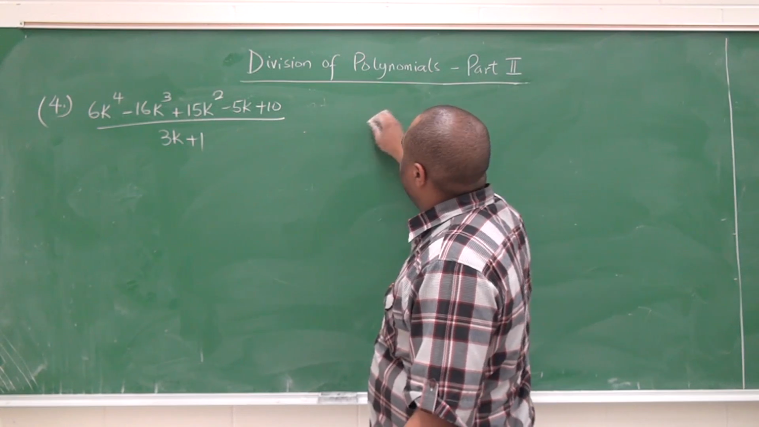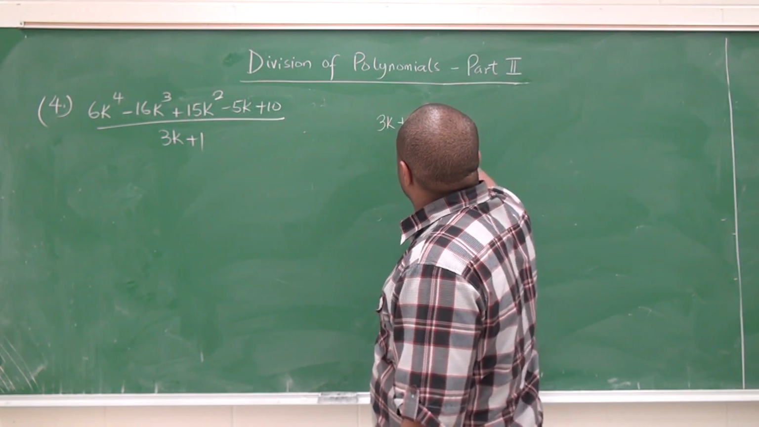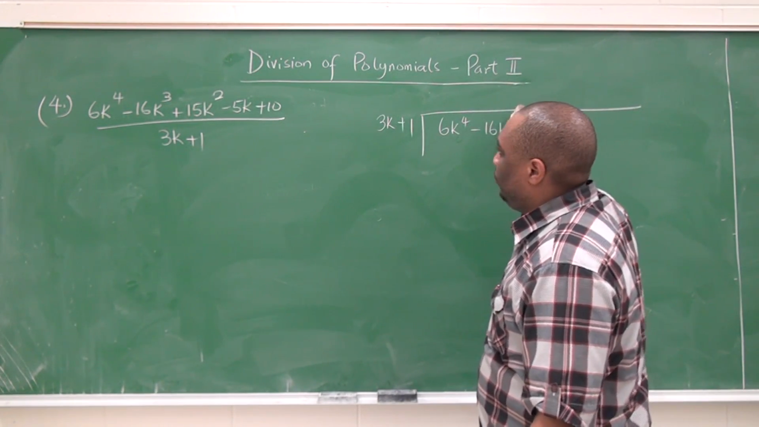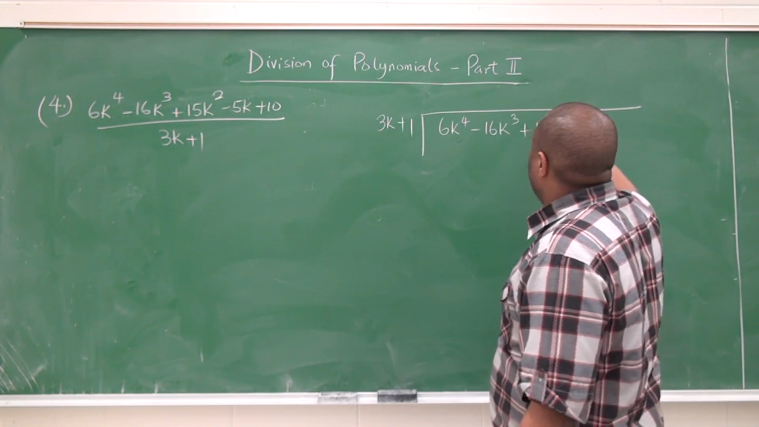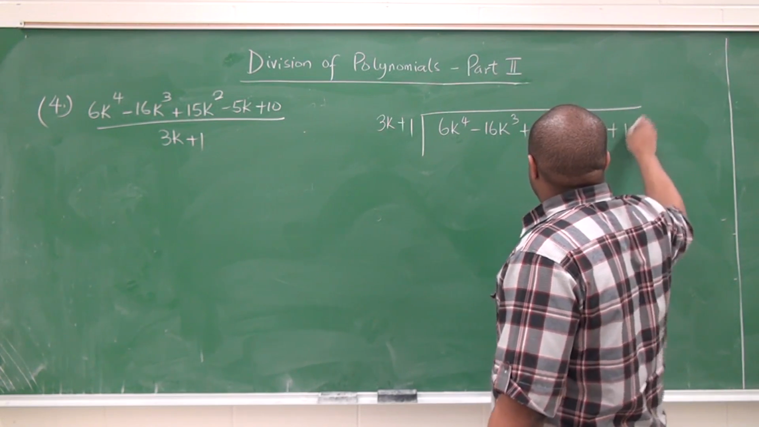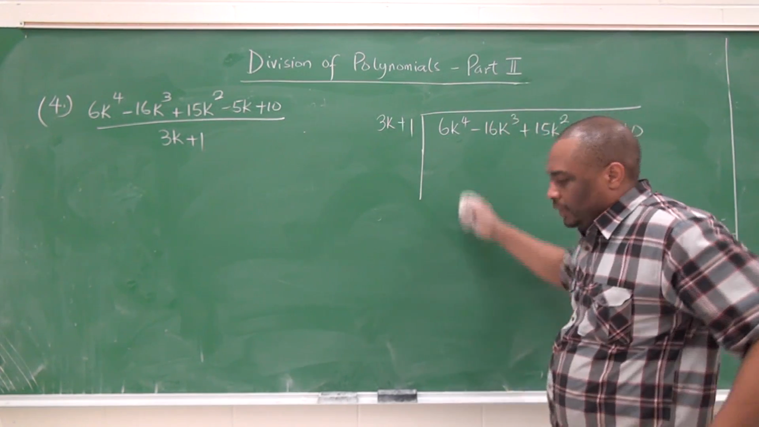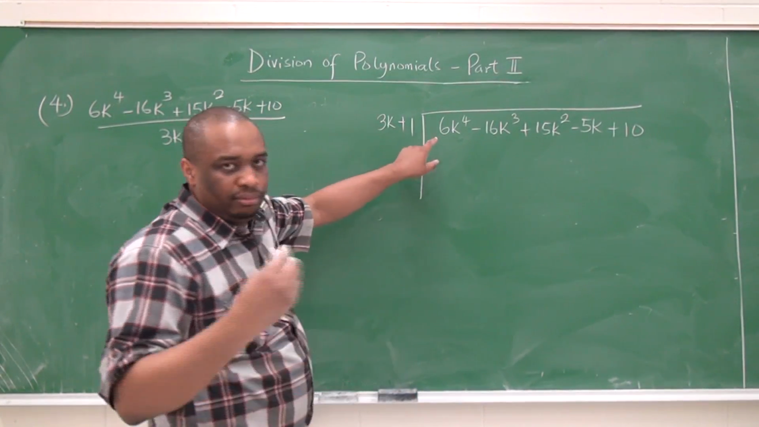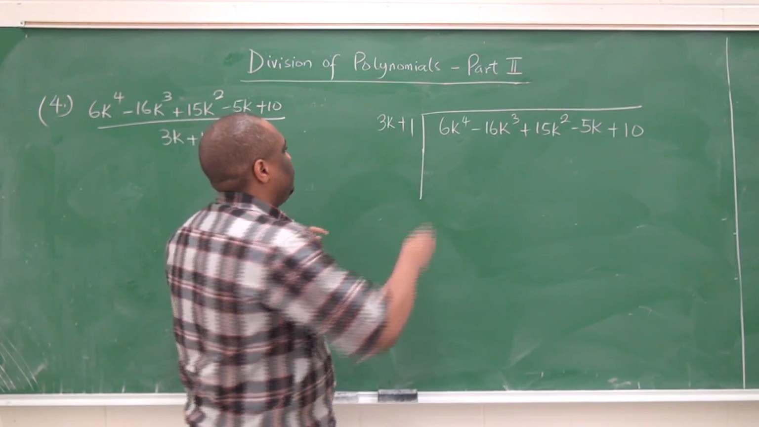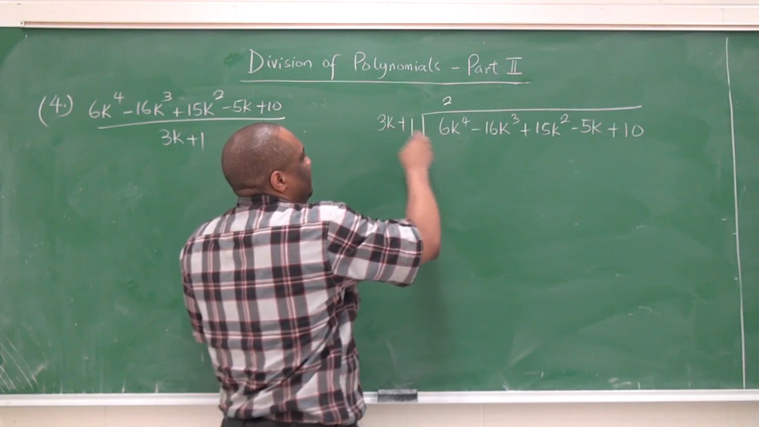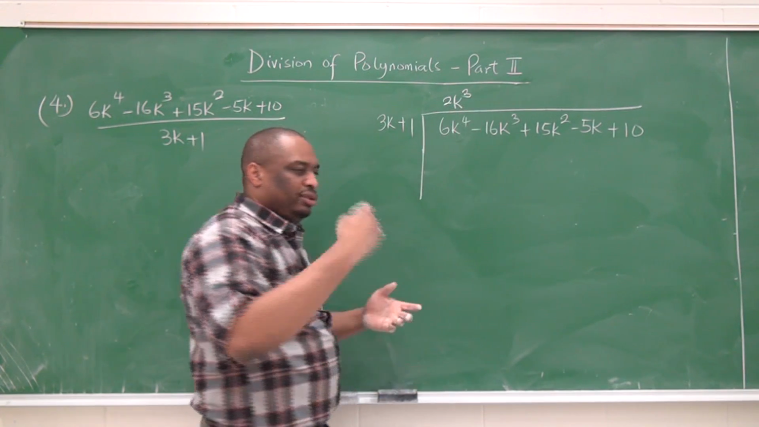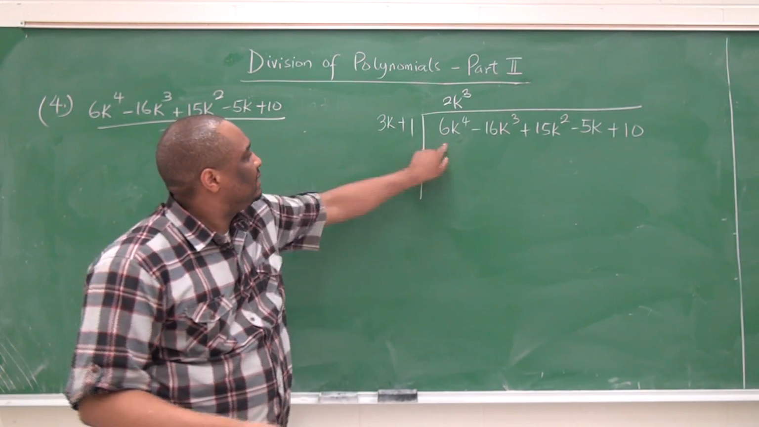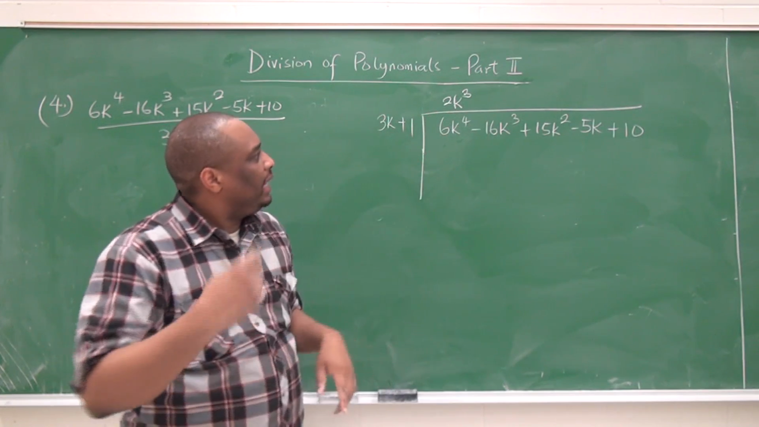So let's go ahead and solve this. We set it up: 3k plus 1, divide 6k^4 minus 16k cubed plus 15k squared minus 5k plus 10. 6k raised to the 4th power divided by 3k. You do the constant first. 6 divided by 3 is 2. Then k^4 divided by k is k cubed. It's good to do this step by step. Do the constants first, then the variables.